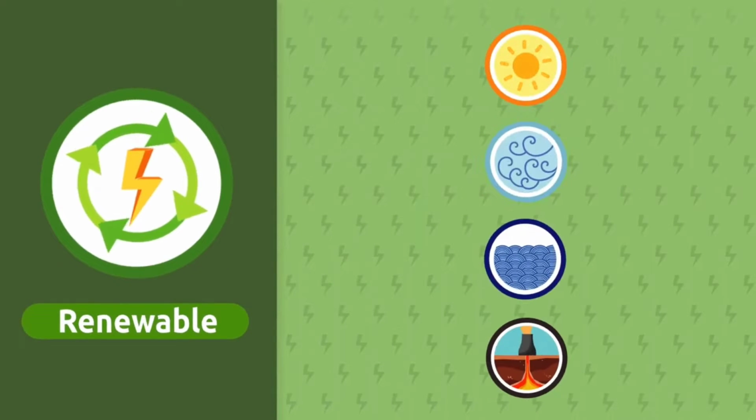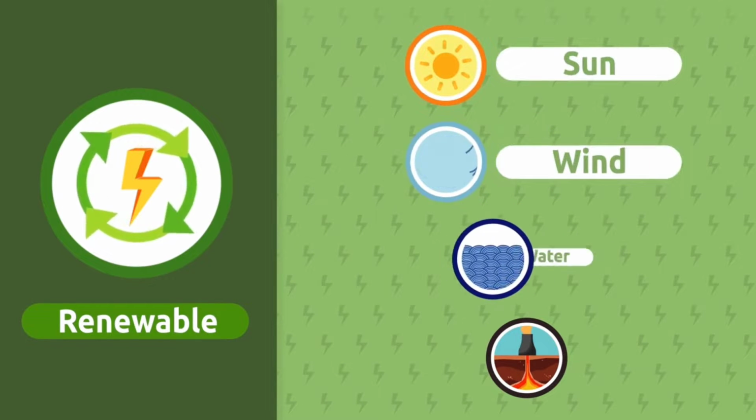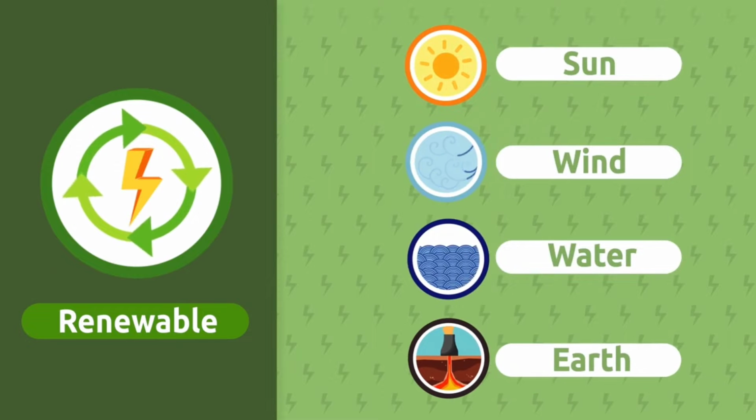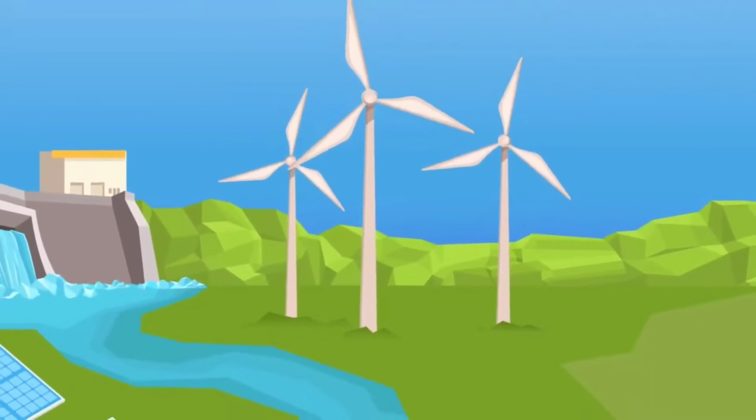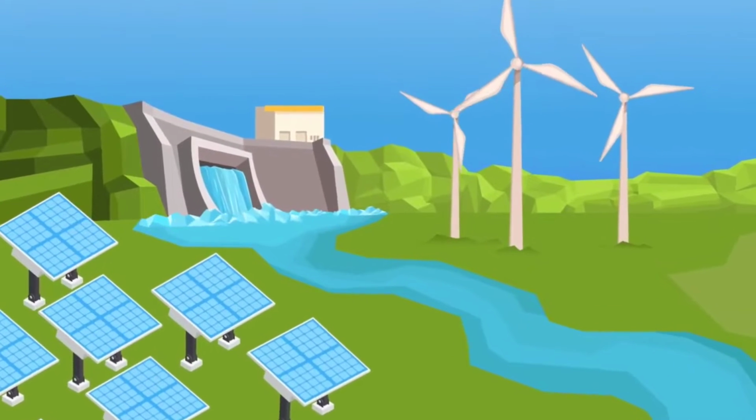Renewable energy refers to all those limitless energy sources present in nature. The sun, the wind, the force of water, or the inner heat of the earth are examples of renewable energy sources. These energy sources are present in nature and are naturally replenished. That's why they never run out.